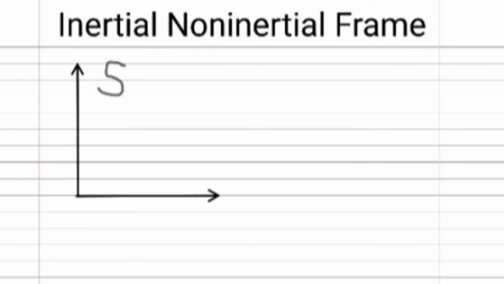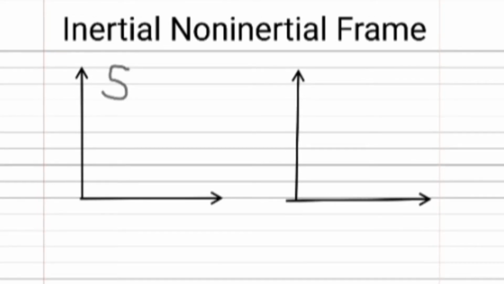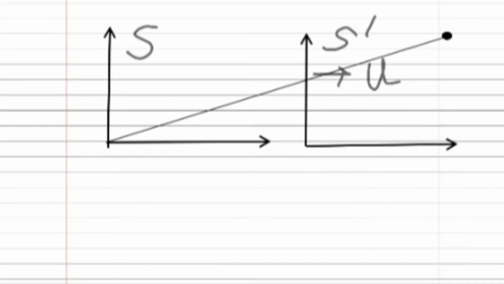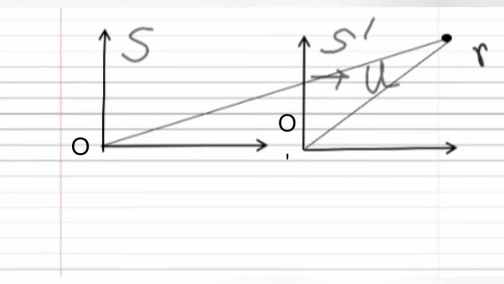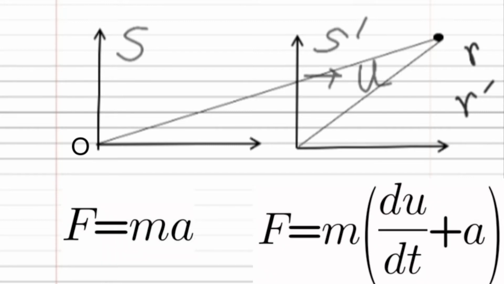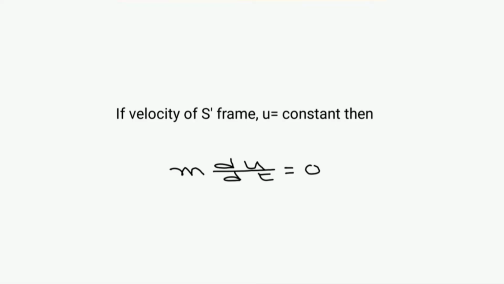Let in the S frame, Newton's laws be completely applicable, and the S dash frame be moving at velocity u with respect to the S frame. A particle in motion has position vector r, and in the S dash frame the position vector is r dash. It is assumed that initially, at t equal to 0, the S and S dash frames were in the same position. At time t, the S dash frame has velocity u. If u is constant velocity, the force on the S dash frame equals m du/dt, which is equal to 0.